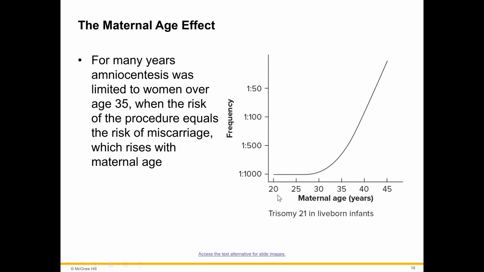Over here you can see maternal age in years and the frequency of, for example, trisomy 21, that is Down syndrome, in live-born infants. You see how rapidly the chances of having a baby with Down syndrome increase when mom gets older. But when mom is young, the chances are very low. That's why they performed amniocentesis only on women over 35, because the risk of the procedure equals the risk of miscarriage, which rises with maternal age, right?